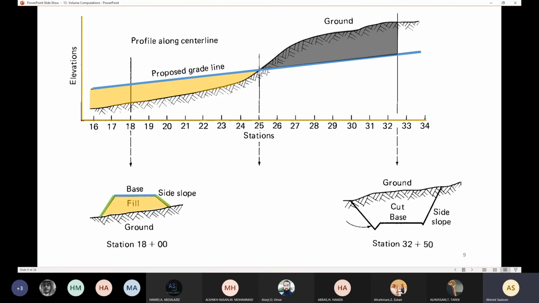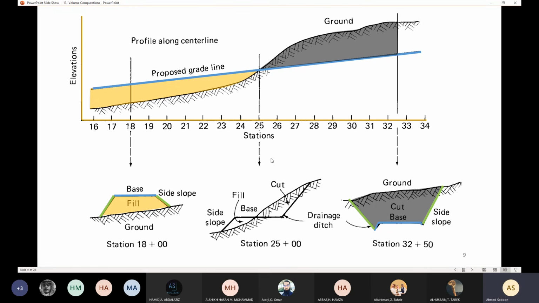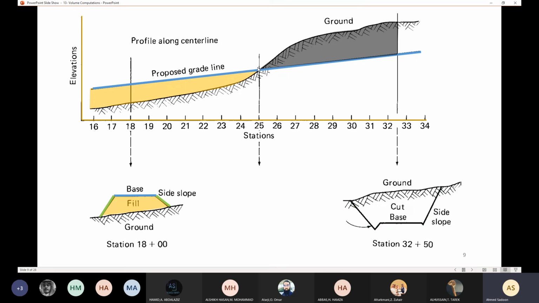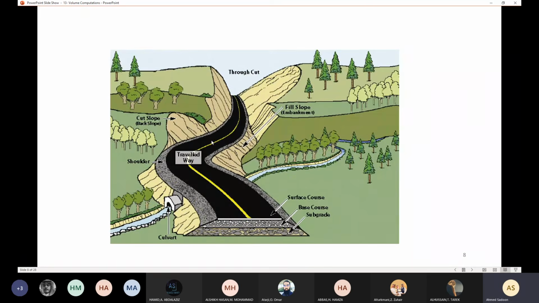While at this point here, we are going to have two parts. A part that needs to be cut, and a part that needs to be filled. This here is a transition point, like this one. Like here, we have a part that needs to be filled, and a part that needs to be cut. So here we have transition stations.